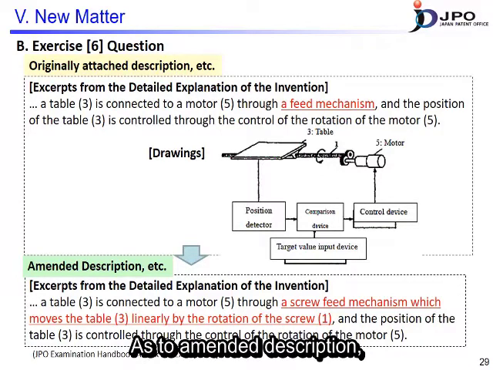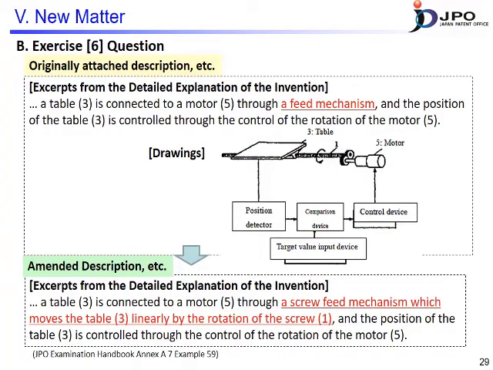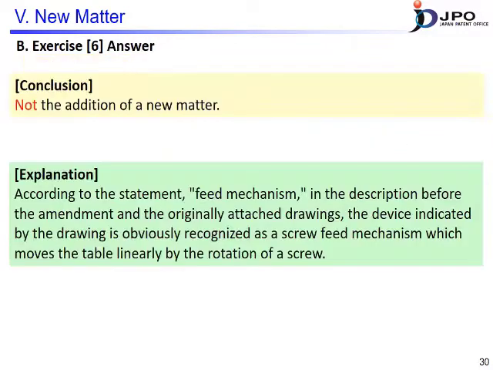And the amended description says a table 3 is connected to a motor 5 through a screw feed mechanism which moves the table 3 linearly by the rotation of the screw 1, and the position of the table 3 is controlled through the control of the rotation of the motor. Do you think the amendment is new matter?